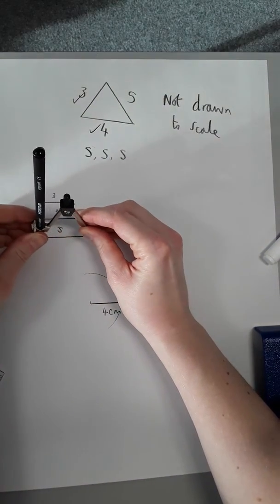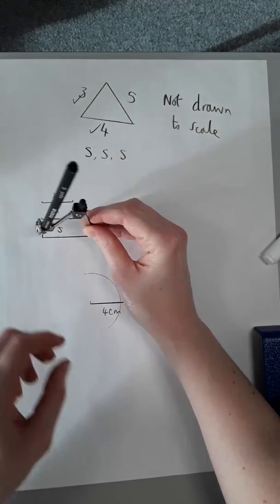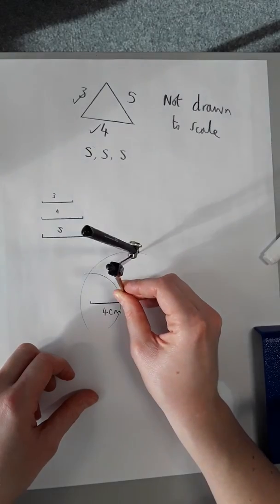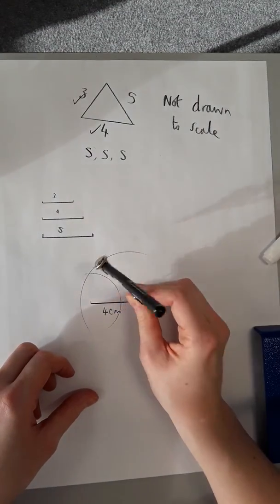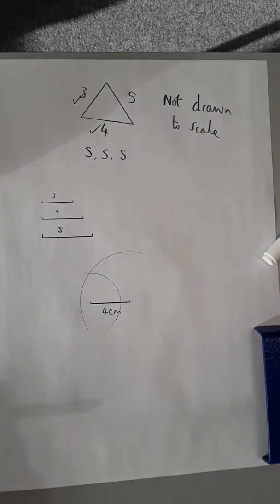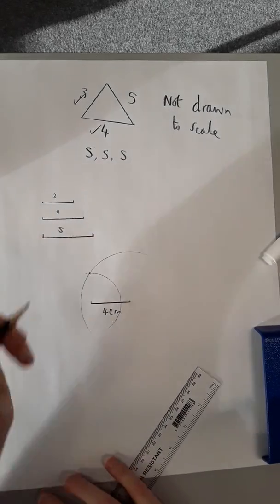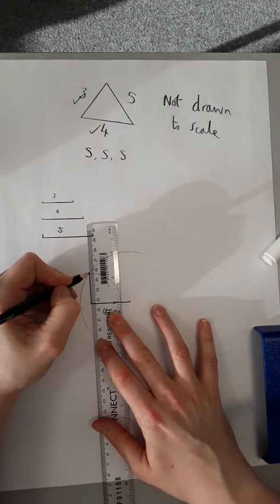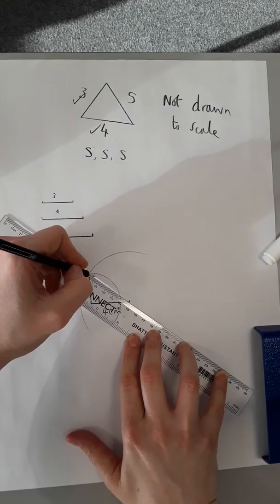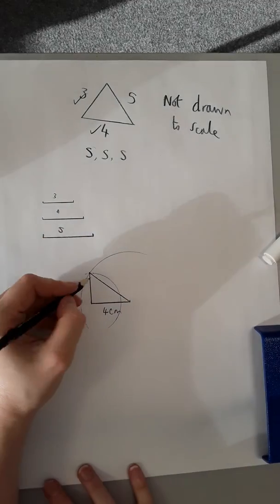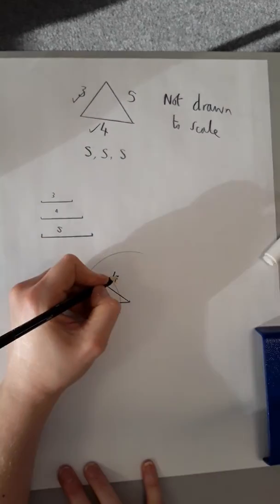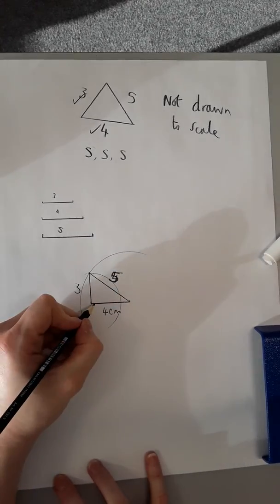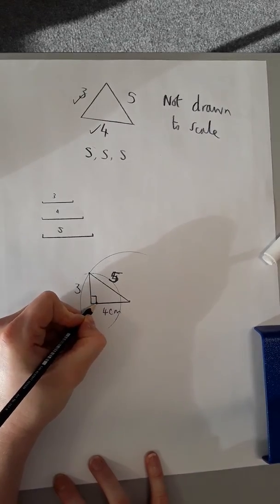So I'm going to put my pair of compasses on here, point to point, edge to edge, and then I'm going to draw another line here. Okay. Now, where they meet would be where our two lines end. So this gives us a 3, 4, 5 triangle. Now the interesting thing is this is actually a Pythagorean triple.